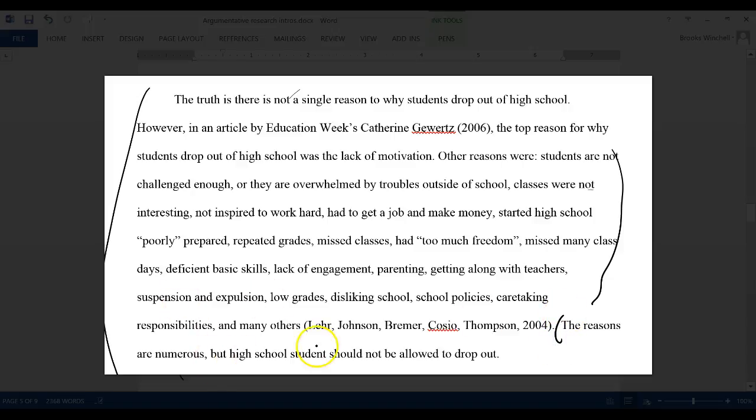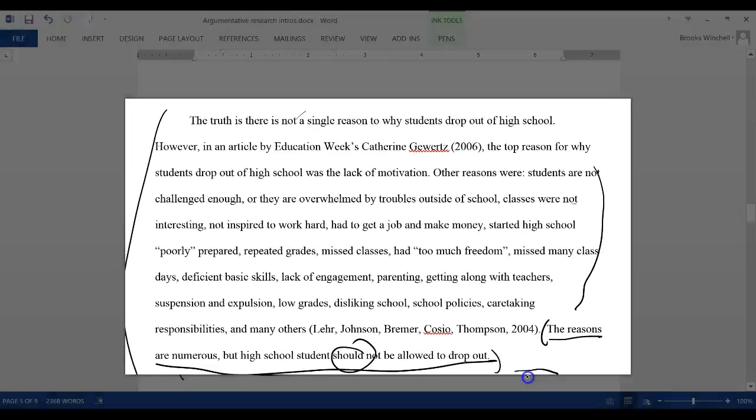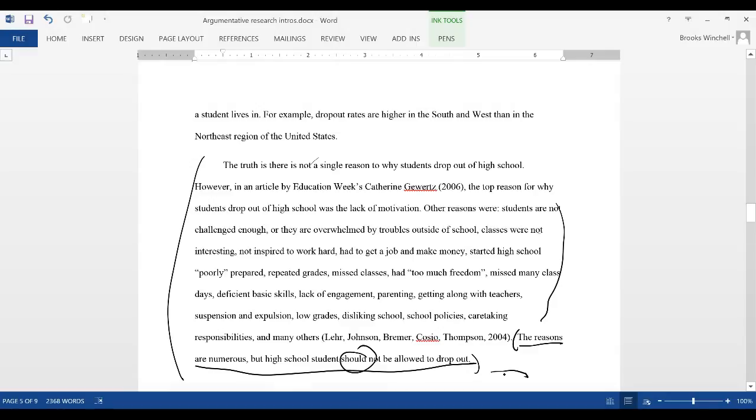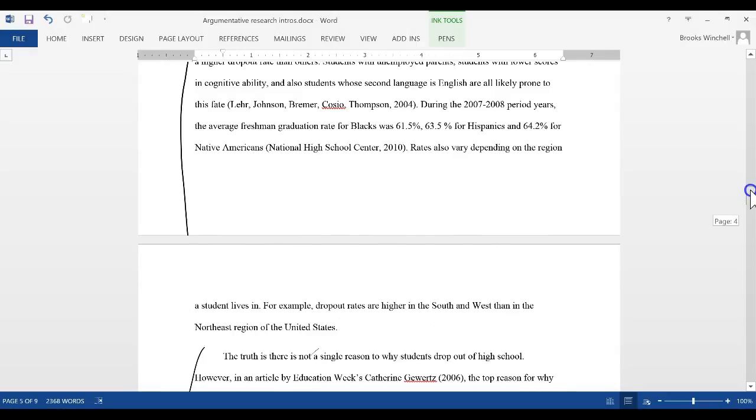"The reasons are numerous, but high school students should not be allowed to drop out." So here's a clear thesis statement. She uses the words "should not," right? She says high school students should not be allowed to drop out, and that tells us that she's reached the end of the intro. So a really nice example. I like this example a lot.